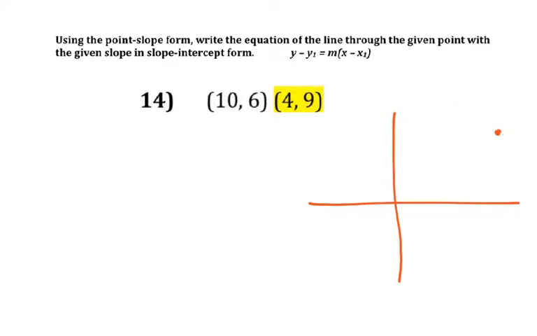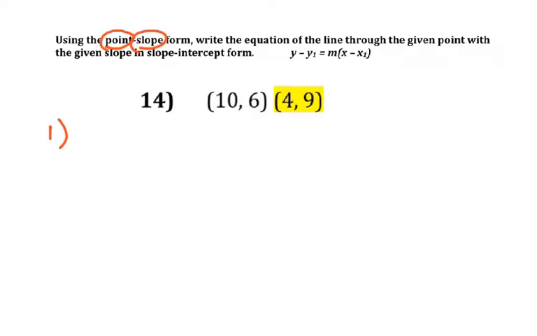So that is not something we want to have to get out graph paper and graph it. That's inefficient. So the first thing we need to do is find the slope, because in point slope form, you have to have a point, which we have 2 of those, and then we have to have a slope. So I'm going to find the slope. So remember, slope is y minus y over x minus x. If you put x's on top, you're going to get it wrong. So 9 minus 6 over 4 minus 10.